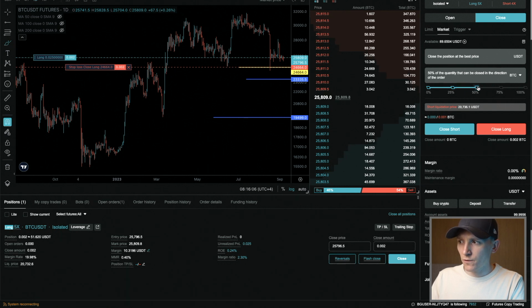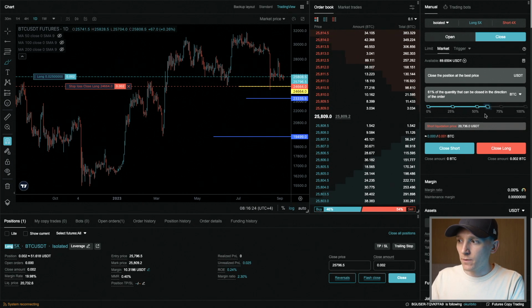So if I want to close 50% of it, I take 50% of the order out, and I might realize some profit and loss at that point as well. This is good if you're making profits and you just want to ratchet out of a position. You can do it in dribs and drabs. You can close 20% of it. You can close 50% of it.